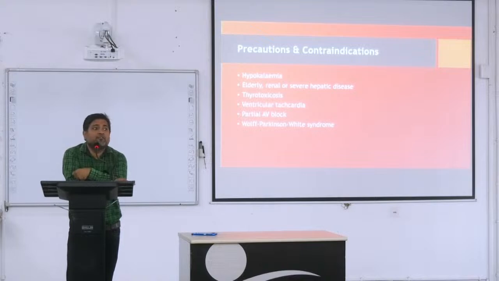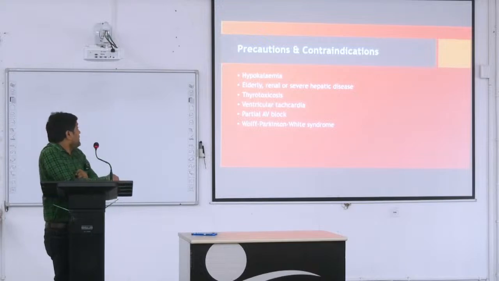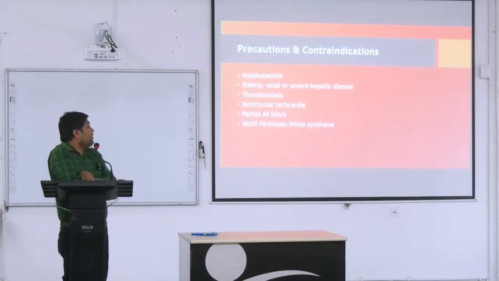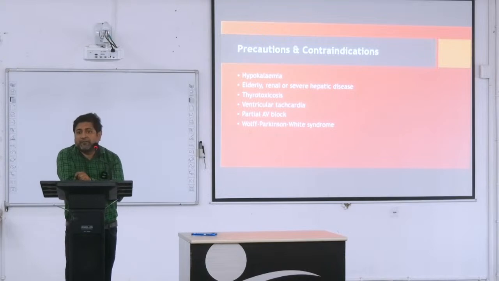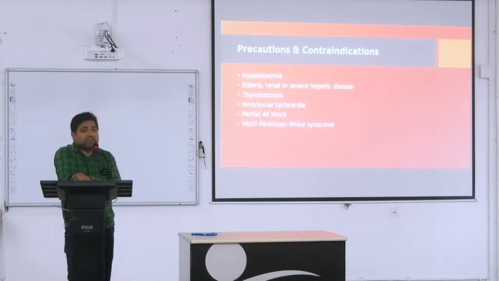Hypokalemia increases digoxin toxicity. Number 2, elderly, renal or severe hepatic disease. We already discussed in the pharmacokinetics that in the elderly subject and renal failure patient, the half life is prolonged. So digoxin toxicity will occur.